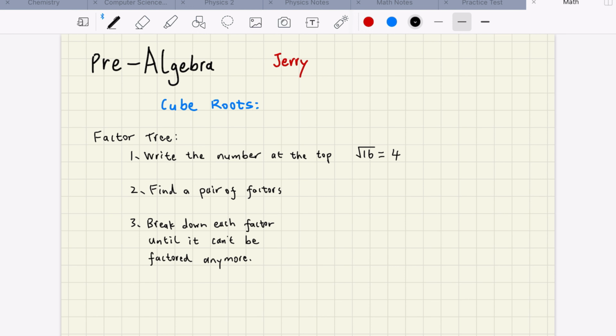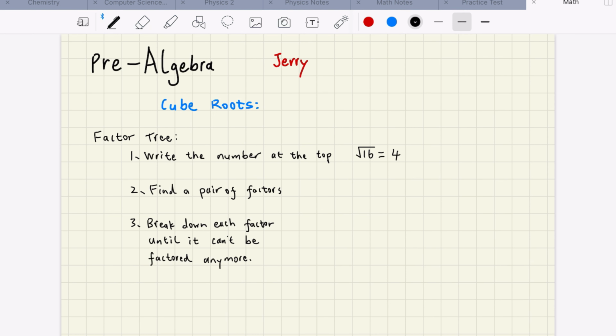So what a cube root is: a square root is a number that we multiply by itself 2 times to get that number. So like here we have 16, right? And the square root of 16 is 4 because 4 times 4 equals 16. So 4 times itself is 16, so twice, right?